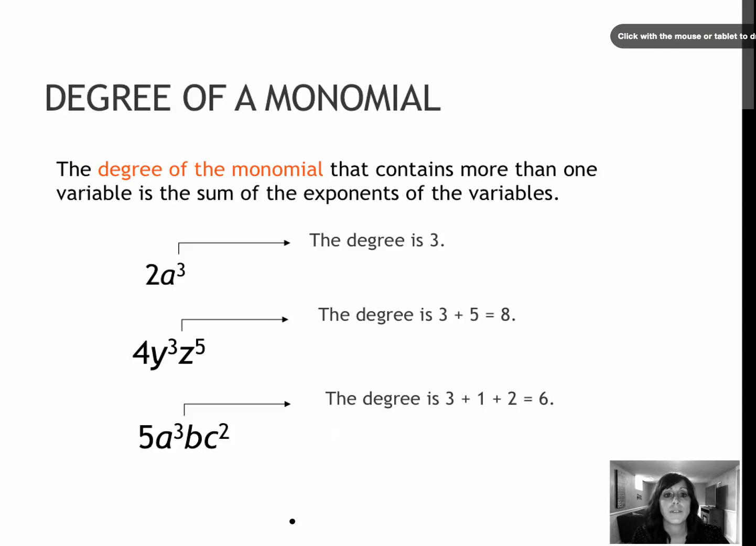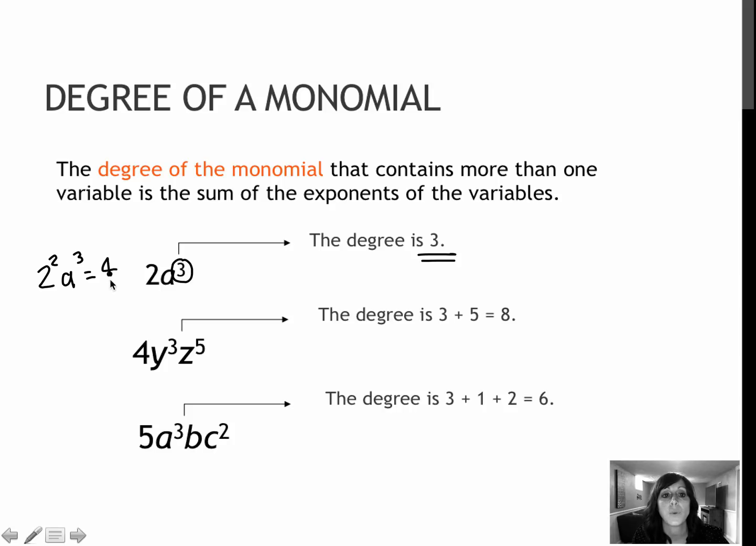If you have a monomial that contains more than one variable, we're simply going to add the variables. So add the degree of the variables. So 2a to the third, I have one variable, the degree is 3 because that is the only exponent that I have. I do want to point out at this point, before looking at the next example, that if I had 2 squared times a to the third, my degree would still be 3 because the exponents only pertain to variables. So 2 squared could be written as 4, in which case I would definitely not want to include that in the degree of the monomial.